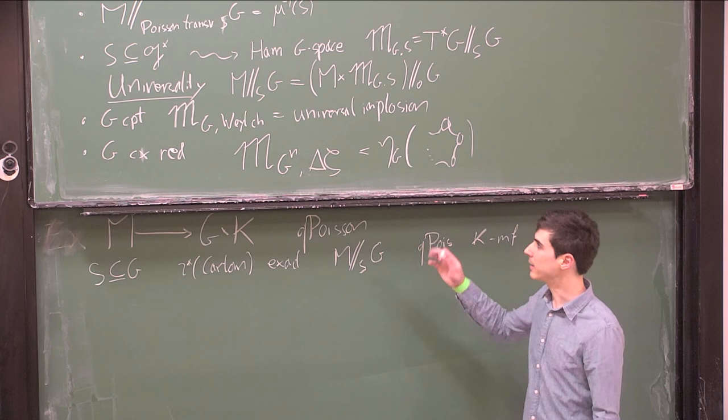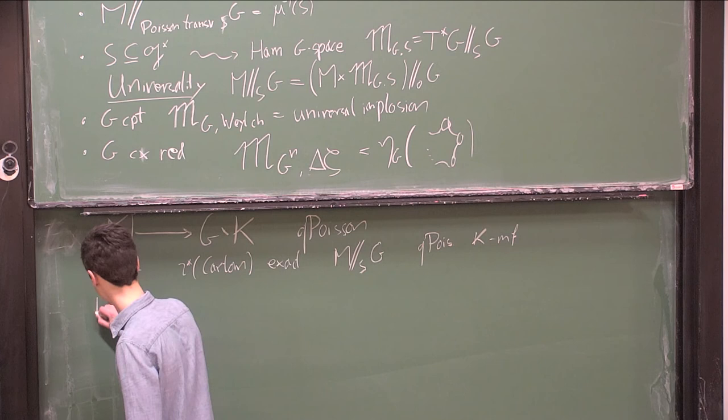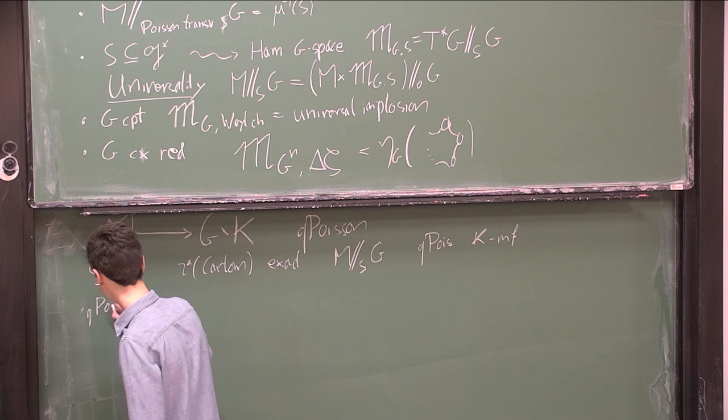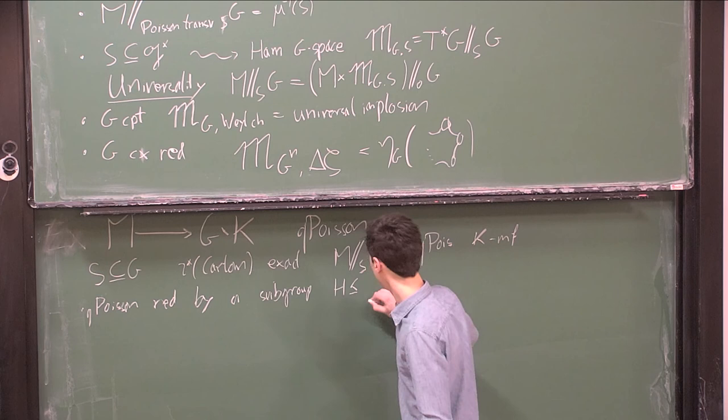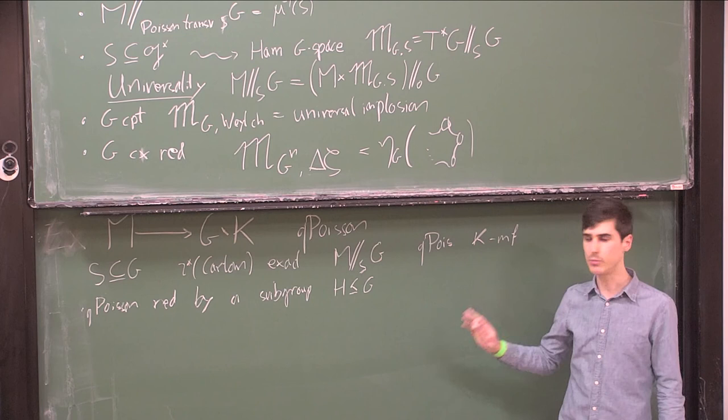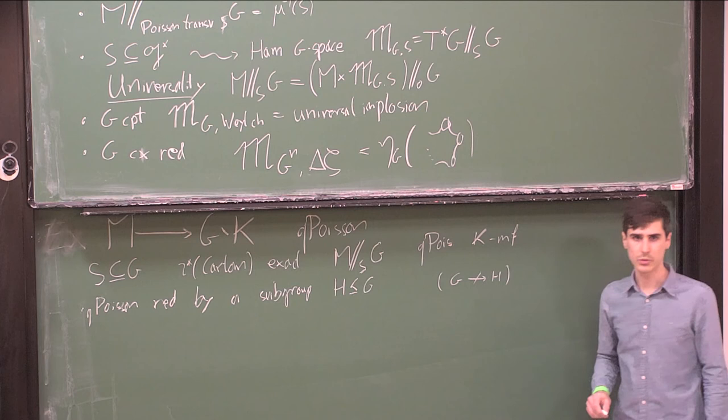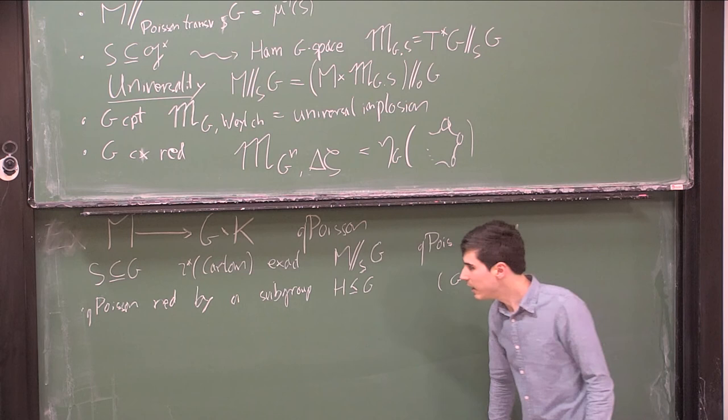But another interesting consequence of this definition is that you can do quasi-Poisson reduction by a subgroup H in G. So if you have a quasi-Poisson G manifold and a subgroup H, it's not necessarily a quasi-Poisson H manifold. For example, there's not even a map from G to H to construct a moment map, in contrast to the additive case where you have the restriction from G dual to H dual.